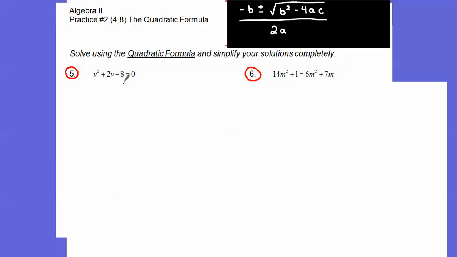The first thing to remember about using the quadratic formula is that the equation must be equal to 0. We see in problem 5 that that is the case. We see in problem 6 that all of this needs to be moved to the other side in order to set this up so that we can use the quadratic formula. Let's go and work on problem number 5 first.